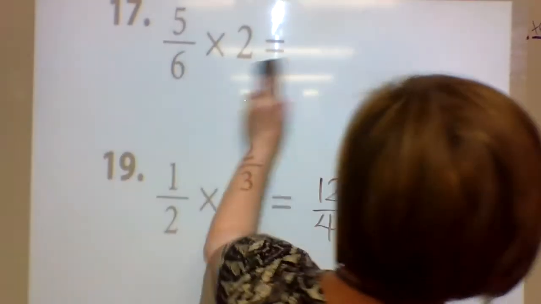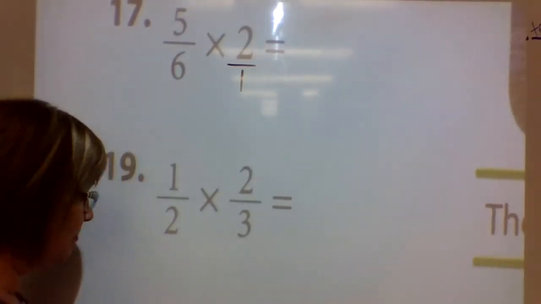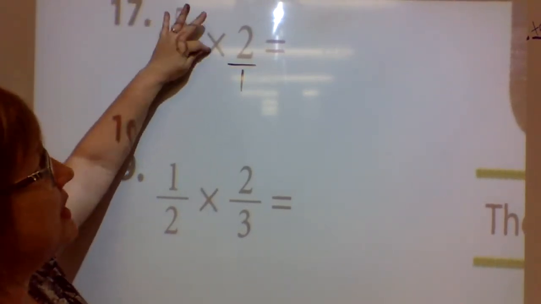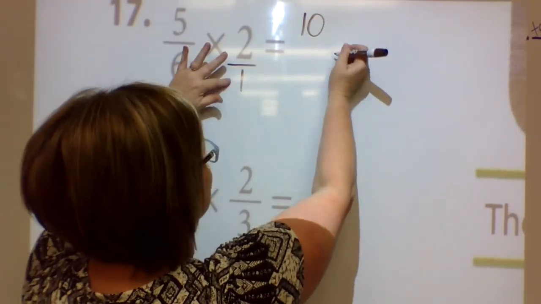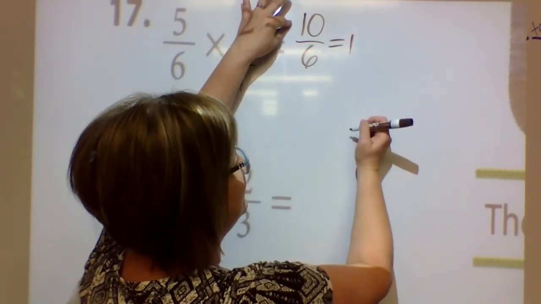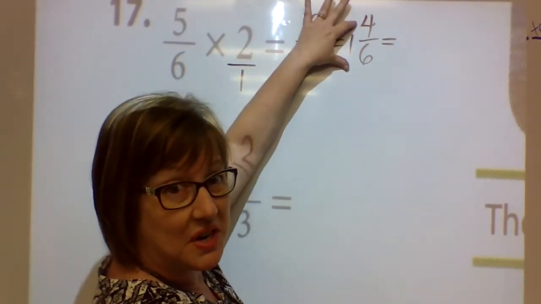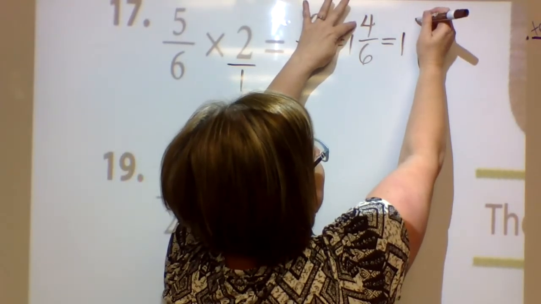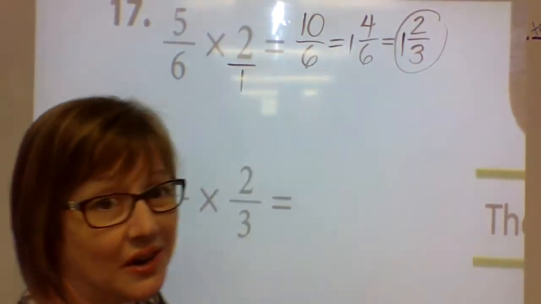Okay, 17 has a whole number again, so it's still two pizzas not cut up yet. They're whole pizzas. Now we multiply the numerators and the denominators. 5 times 2 is 10. 6 times 1 is 6. How many 6s are in 10? 1 with how much left over? 4, 6, and both of those are divisible. They're both even numbers, so they're both divisible by 2. Good. So 4 divided by 2 is 2. 6 divided by 2 is 3. 1 and 2/3 is our answer to that one.